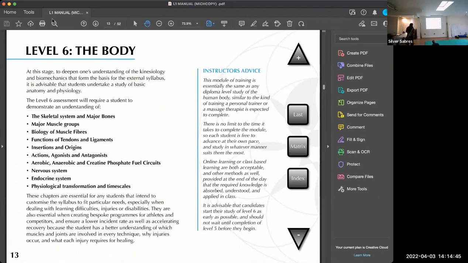These chapters are essential for any students that intend to customize the syllabus to fit particular needs, especially when dealing with learning difficulties, injuries, or disabilities. They are also essential when creating bespoke programs for athletes and competitors and ensure a lower incident rate as well as accelerating recovery because the student has a better understanding of which muscles and joints are involved in every technique, why injuries occur, and what each injury requires for healing.